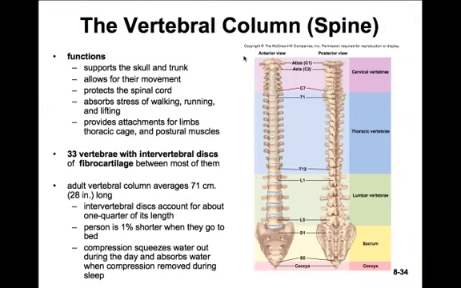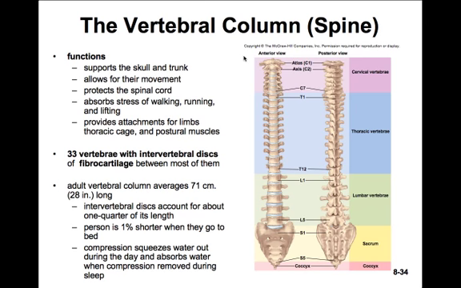Now that we're done with the skull, let's move on down the axial skeleton into the vertebral column. The vertebral column has a lot of different functions. First of all, it supports the skull and the whole trunk of the body, and it allows for their movement. It protects the spinal cord, and the discs between it are going to absorb the stress of walking, running, and lifting. They also provide attachments for the thoracic cage and all of the postural muscles.